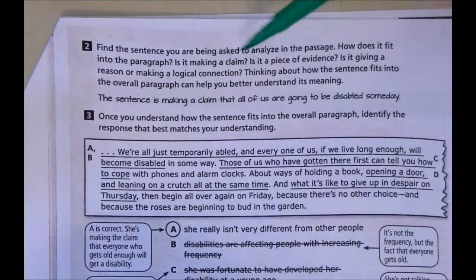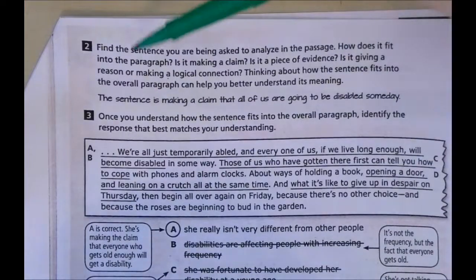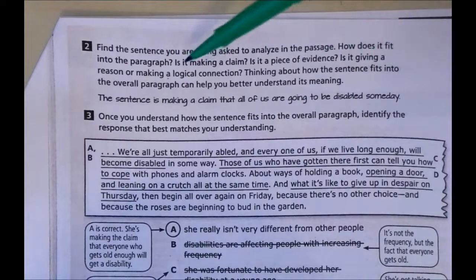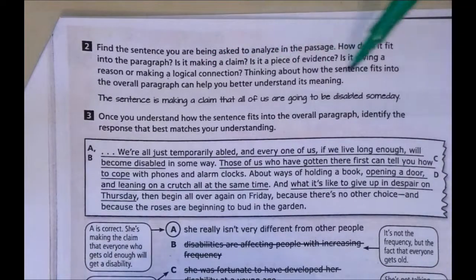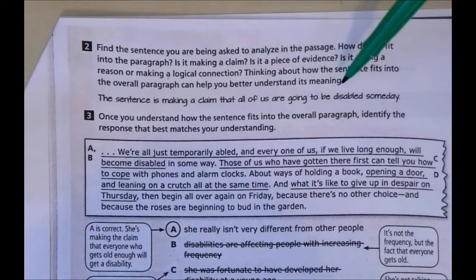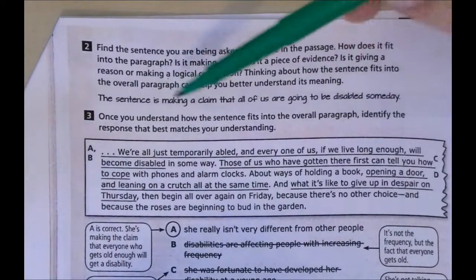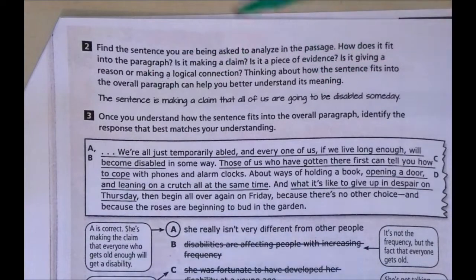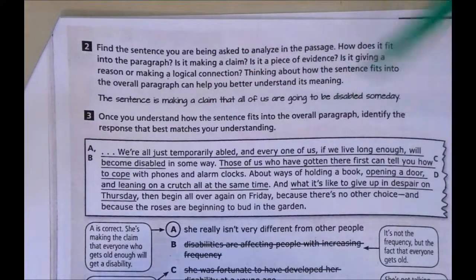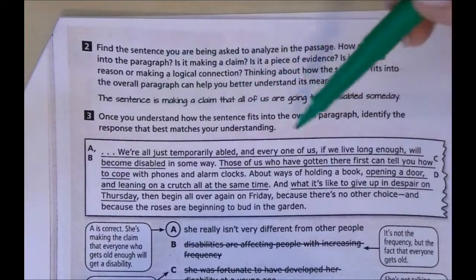So it says, after you find the sentence you're being asked to analyze in the passage, look at how it fits into the paragraph. Is it making a claim? Is it a piece of evidence? Is it giving a reason or making a logical connection? Thinking about how the sentence fits into the overall paragraph can help you make a better understanding of its meaning. It says this sentence is making a claim that all of us are going to be disabled today. Okay. Once you understand how the sentence fits into the overall paragraph, identify the response that best matches your understanding.